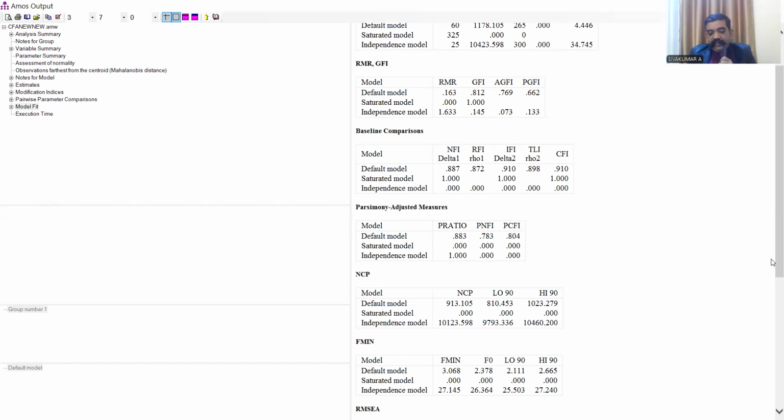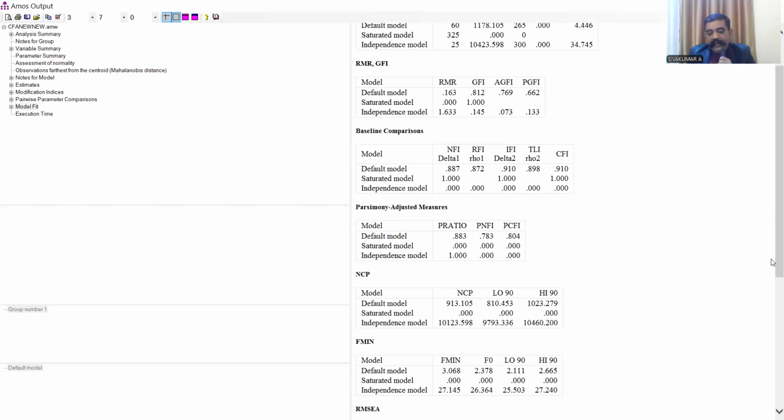Next fit index is known as parsimony fit indexes. Under the parsimony fit indexes, the most important values, the first one is PNFI. That is parsimony NFI. What is meant by parsimony fit indices? This balances model fit and simplicity. PNFI value, standard norm, if it is greater than 0.5, it is acceptable. We have got a PNFI value of 0.789, then good. The value is acceptable, a good value.